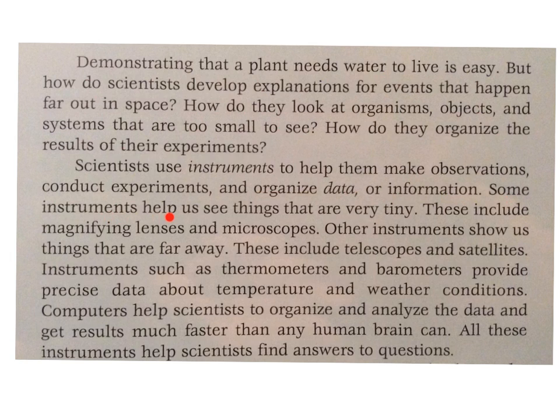Some instruments help us see things that are very tiny. These include magnifying lenses and microscopes. Other instruments show us things that are far away. These include telescopes and satellites. Instruments such as thermometers and barometers provide precise data about temperature and weather conditions. Computers help scientists to organize and analyze the data and get results much faster than any human brain can. All these instruments help scientists find answers to questions.